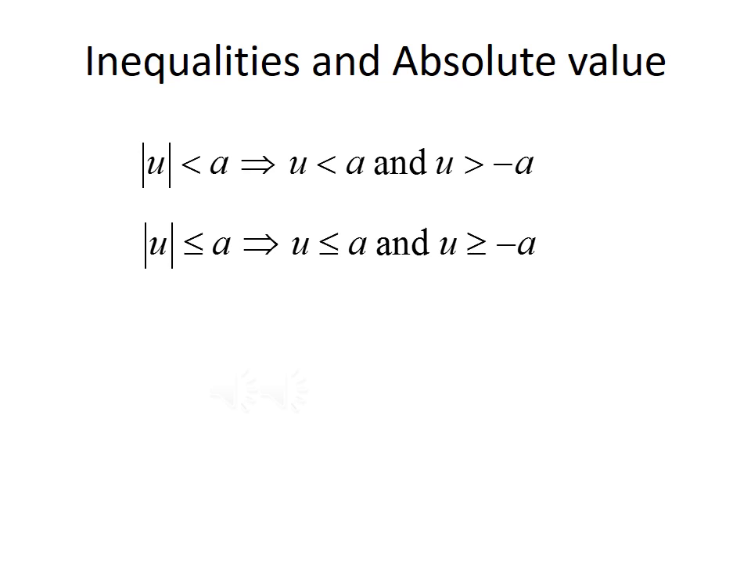So we split the inequality into two problems, one using the exact same expression, u less than a, and when we switch to minus a, we switch the sign of the inequality to give us u is greater than minus a. And the same is true for the less than or equal to sign. So absolute value of u is less than or equal to a means u is less than or equal to a, and u is greater than or equal to minus a.